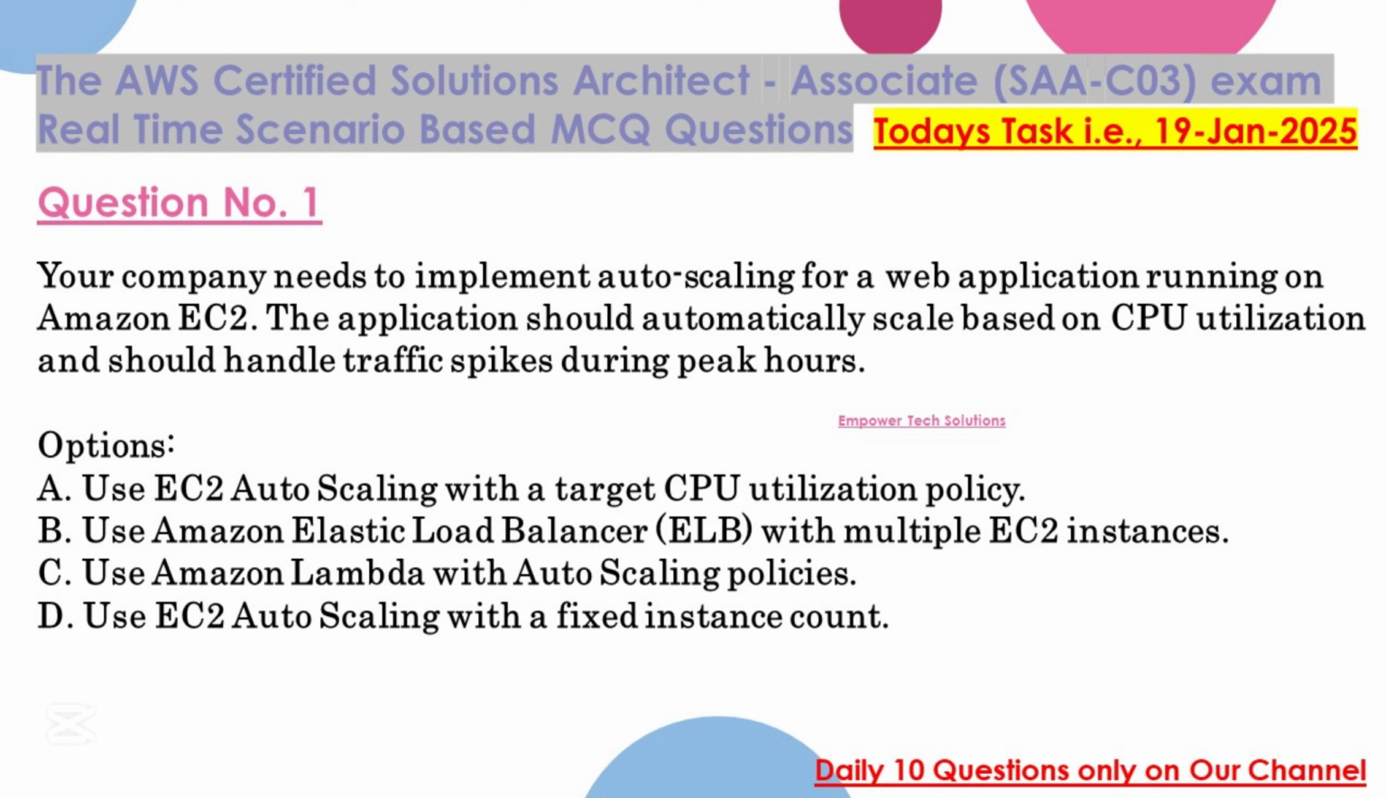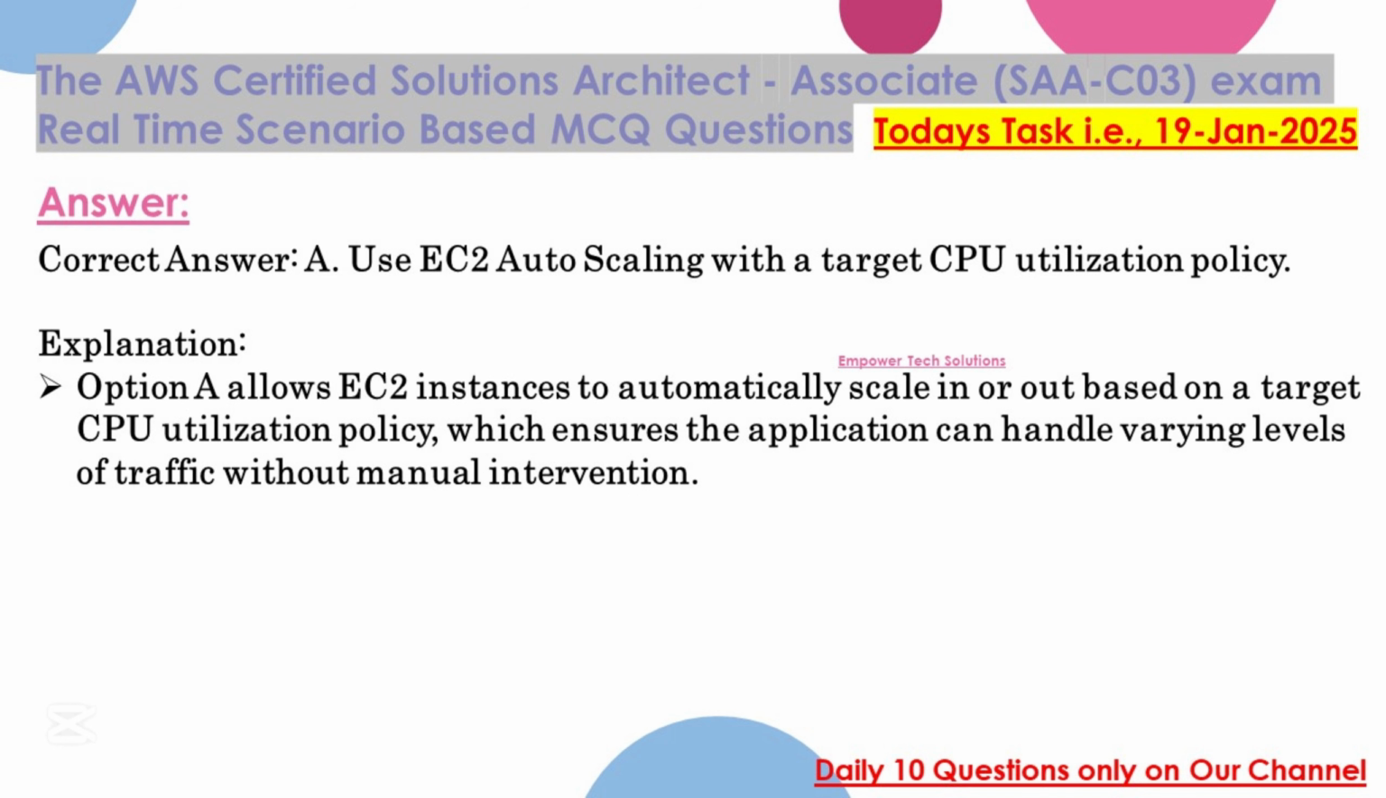B. Use Amazon Elastic Load Balancer, ELB, with multiple EC2 instances. C. Use Amazon Lambda with auto-scaling policies. D. Use EC2 auto-scaling with a fixed instance count. Correct answer: A. Use EC2 auto-scaling with a target CPU utilization policy.